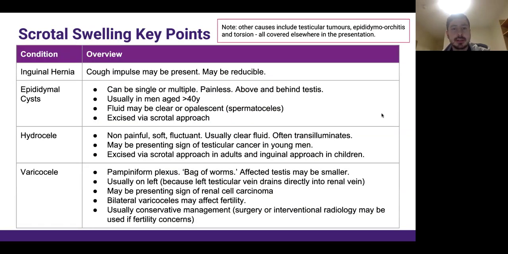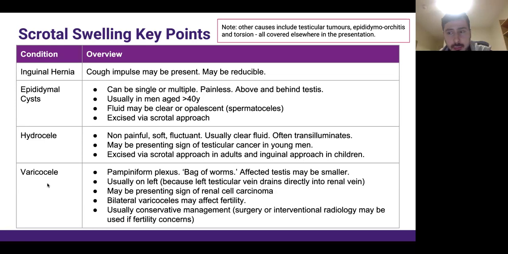But the general features can include, with an inguinal hernia, you might notice a cough impulse, if you remember from last year. With epididymal cysts, they can be single or multiple, but they're usually painless, small, and positioned above and behind the testes. And these can be excised if causing problems. A hydrocele is soft, fluctuant, clear fluid that overlies the testes, and you can transilluminate it, so the fluid inside it will illuminate when you apply a light source to it.